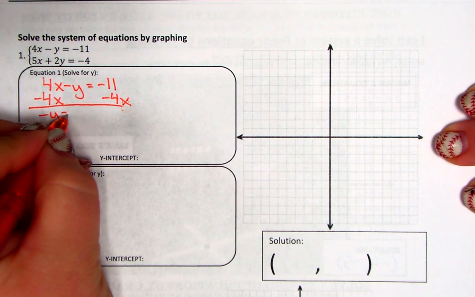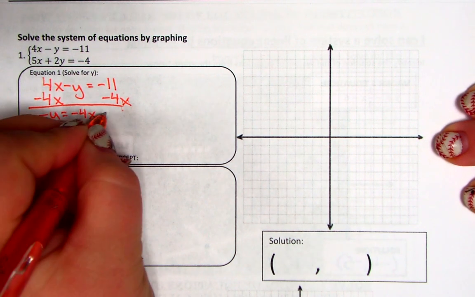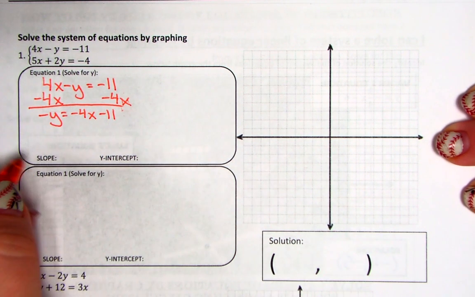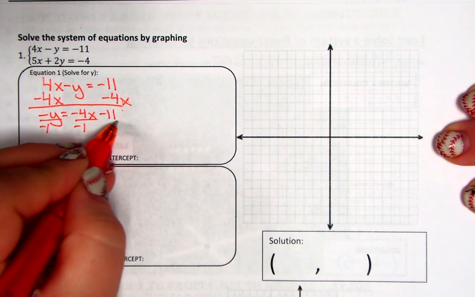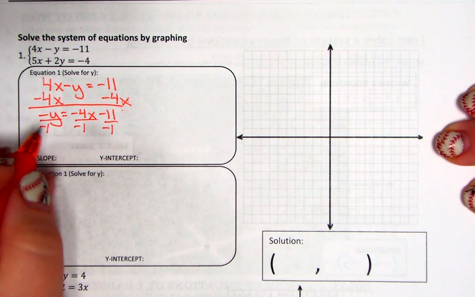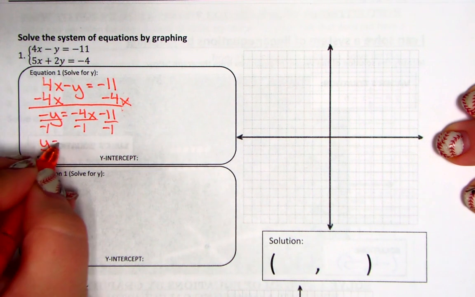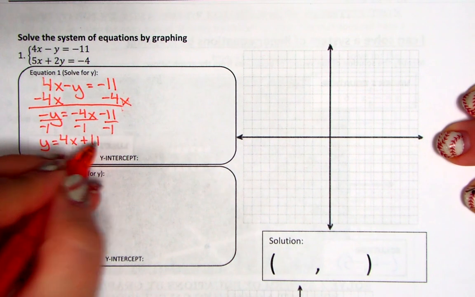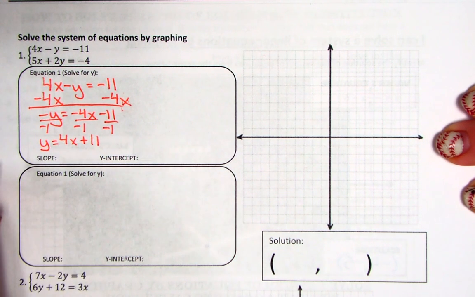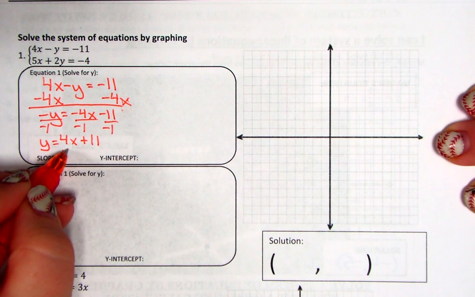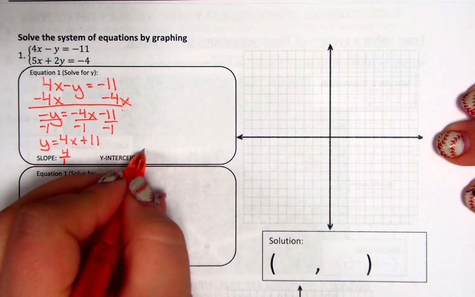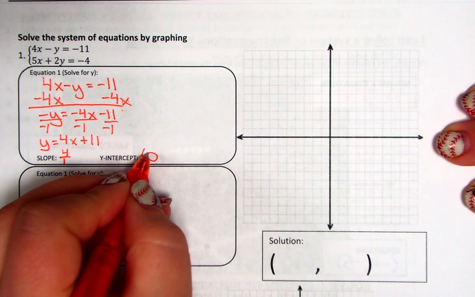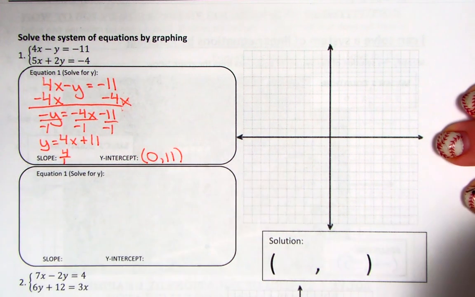So I'm left with negative y equals negative 4x minus 11. Then I'm going to divide by negative 1 all the way across, which gives me y equals positive 4x and positive 11. So our slope would be the number in front, 4, or since we're using it as slope, we'll write it as 4 over 1. And our y-intercept comes from the 11, so it'll be 0, 11.